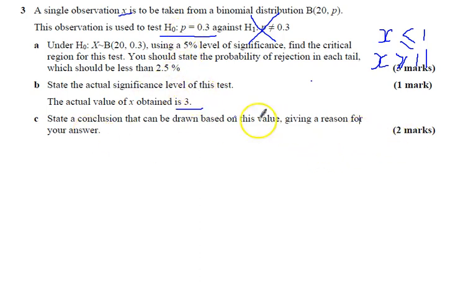So for 2 marks, I'm imagining that there's a mark for saying whether 3 is or is not in the critical region, which looking at this, it should be pretty obvious. And once you know if it is or isn't, you're then going to have a second mark for saying either, therefore there is enough evidence to reject the null hypothesis, or, therefore there is insufficient evidence to reject the null hypothesis. And I'm not going to tell you which one it is because it should be pretty obvious looking at 3 and the critical regions.